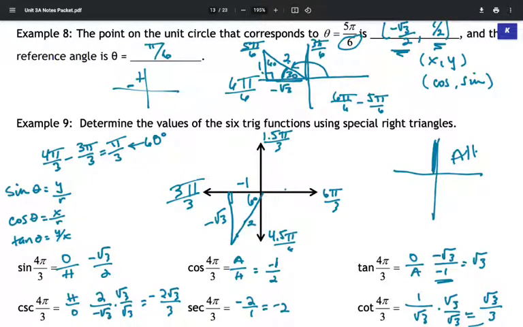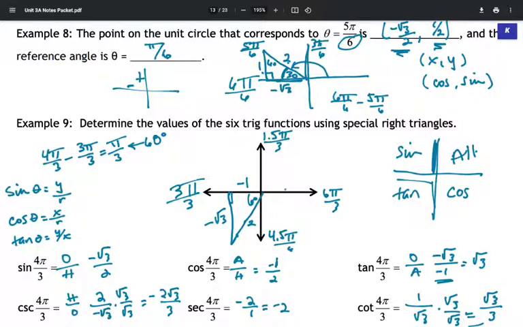So the sine is going to be positive anywhere where the y values are positive. So all of them are positive in the first quadrant. Sine will be positive in the second quadrant. Tangent's going to be positive here, and that's because it uses the y's and the x's. And so if you do a negative over a negative, then it'll end up being positive. And then cosine will be positive here because it uses the x's.